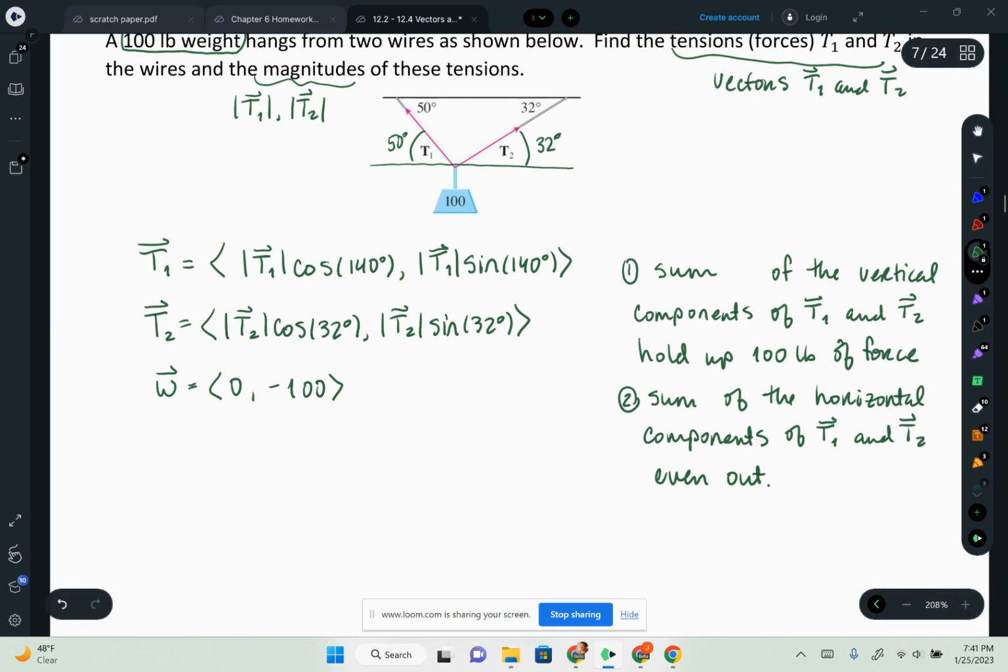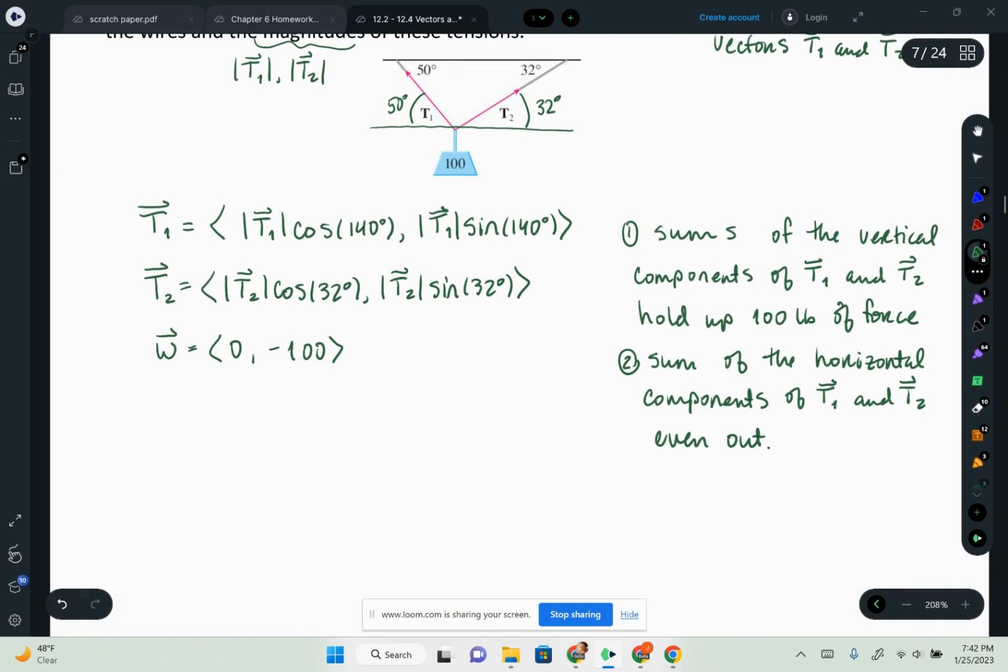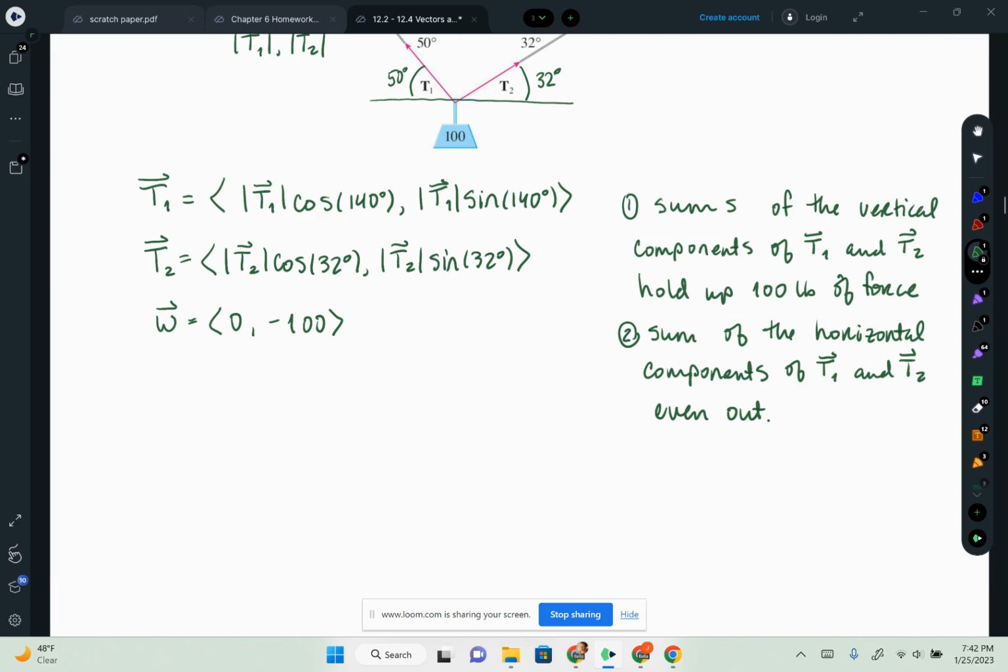I talked about how the sums of the vertical components of T1 and T2 hold up 100 pounds of force. So the idea is that when we look at our vertical components, the sums should be equal and opposite to the weight, the 100-pound force. And the sum of the horizontal components of T1 and T2 should even out, okay? So let's see what that means.